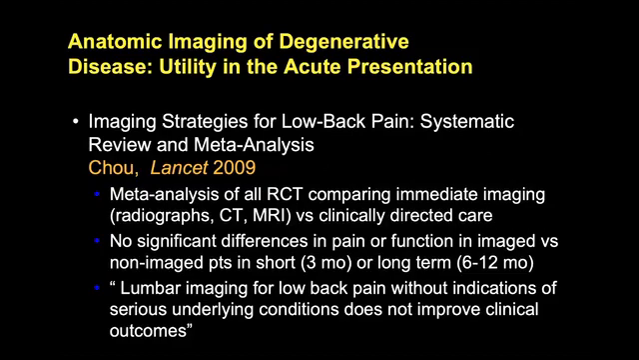So in terms of imaging in the acute presentation, there have been a number of studies, and this is a meta-analysis that Roger Chou and I were able to participate in, looking at imaging strategies. It was a meta-analysis of randomized controlled trials comparing immediate imaging versus clinically directed care. It was determined that there were no significant differences in pain or function between the imaged and non-imaged patients, looking at short-term, that is 3 months, or longer-term, 6 to 12 month outcomes. So lumbar imaging for low back pain without indications of serious underlying conditions doesn't improve clinical outcomes.